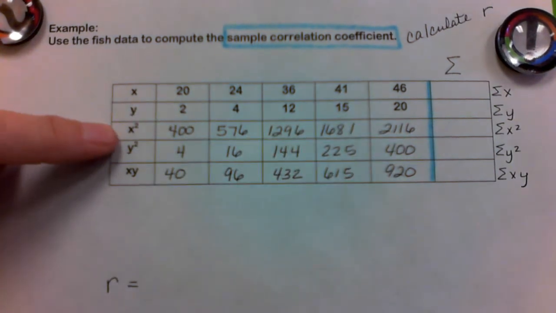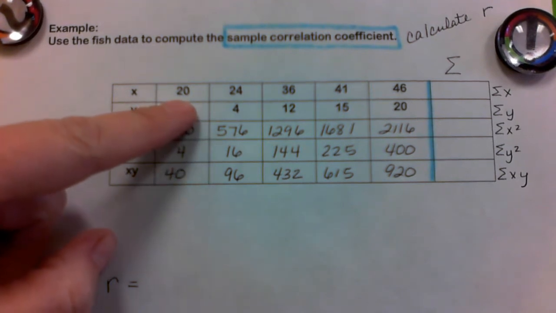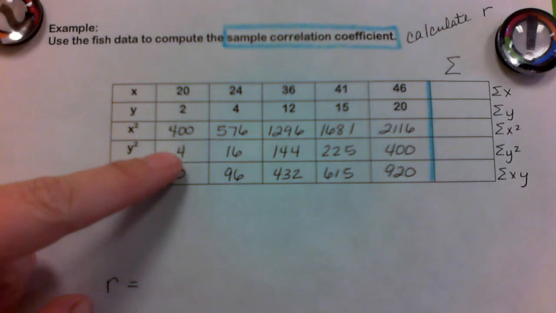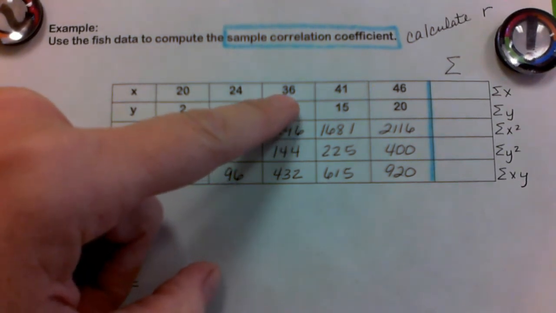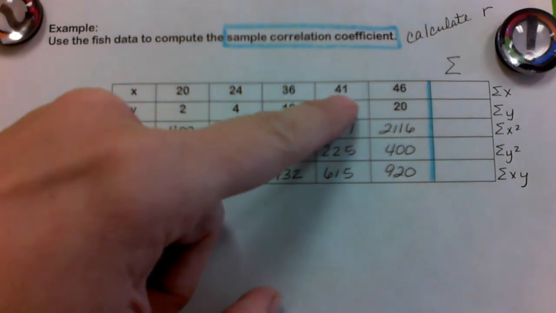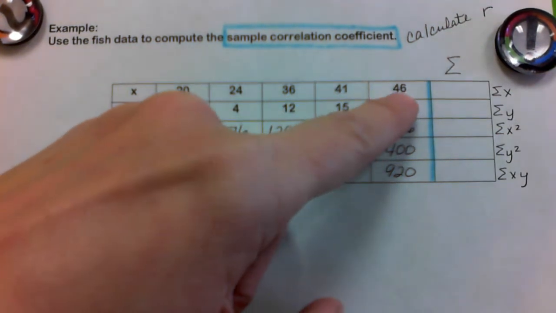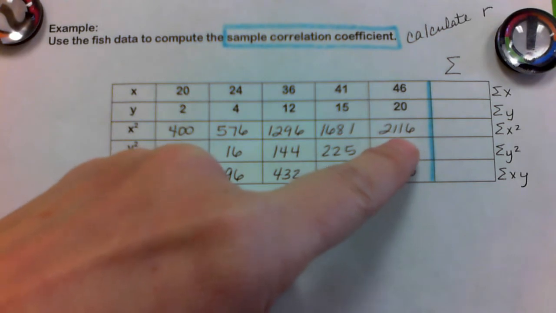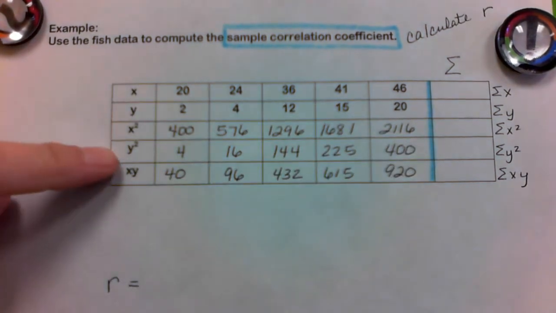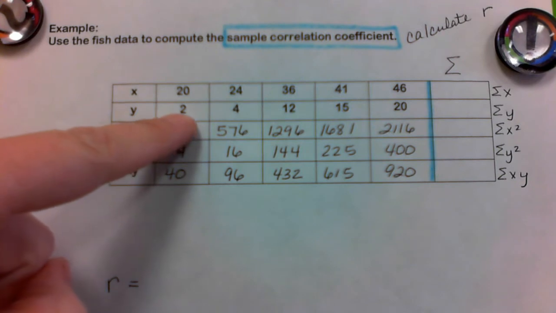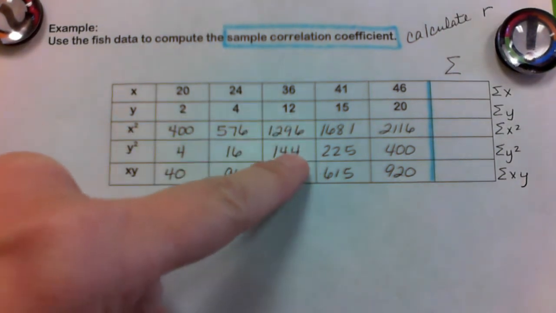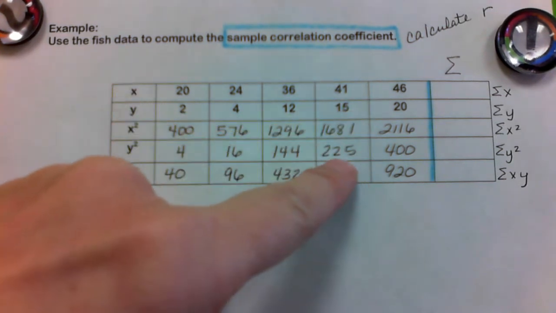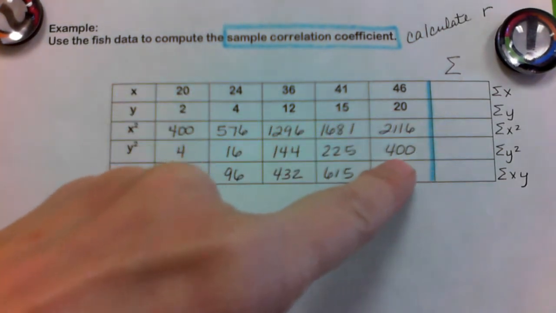Now, I have created a row that is x squared. So what I've done is gone to my calculator and put in 20 squared, and I get 400, or 24 times 24, 576. And so 36 squared is 1296, 41 squared is 1681, 46 to the second power is 2116. And then this row is y squared. So I'm going to take 2 squared, which is 4, 4 squared is 16, 12 squared is 144, 15 squared is 225, and 20 squared is 400.